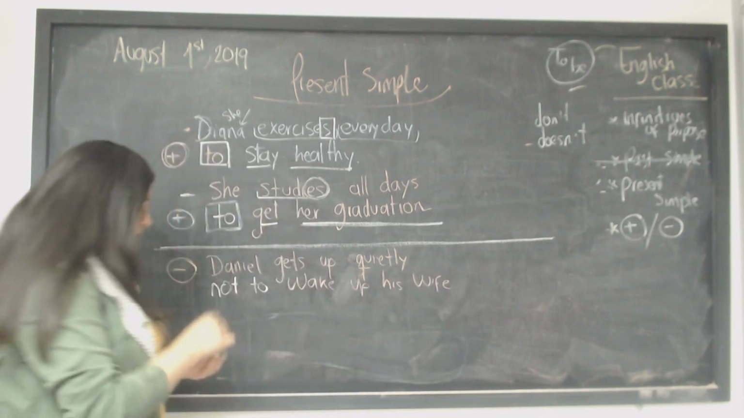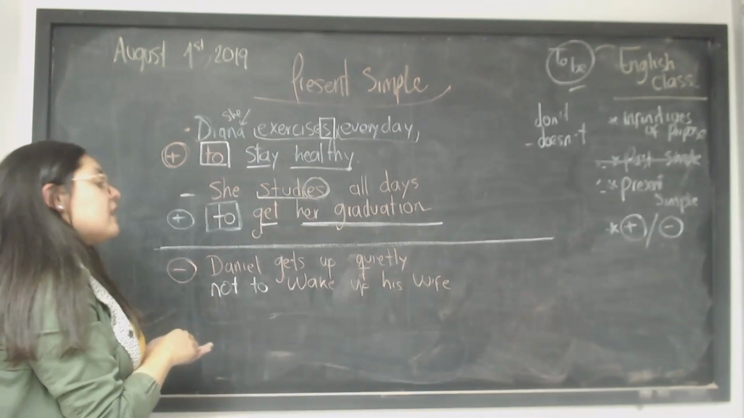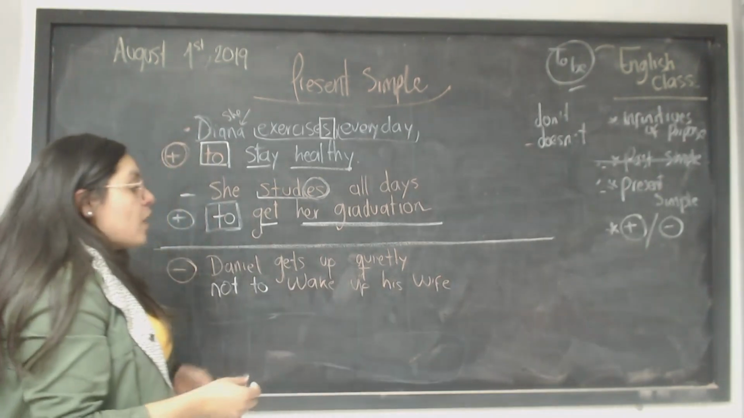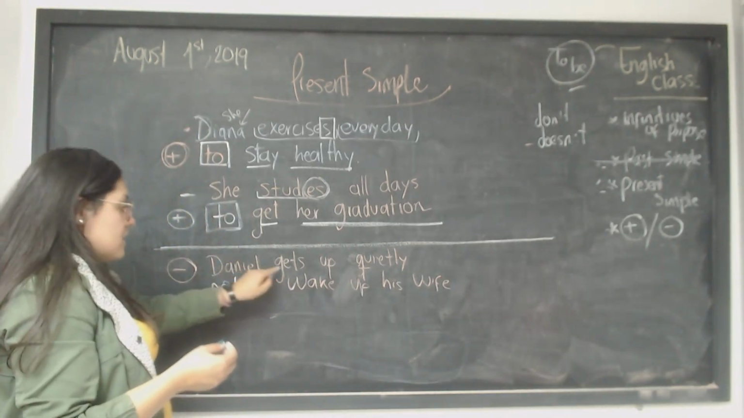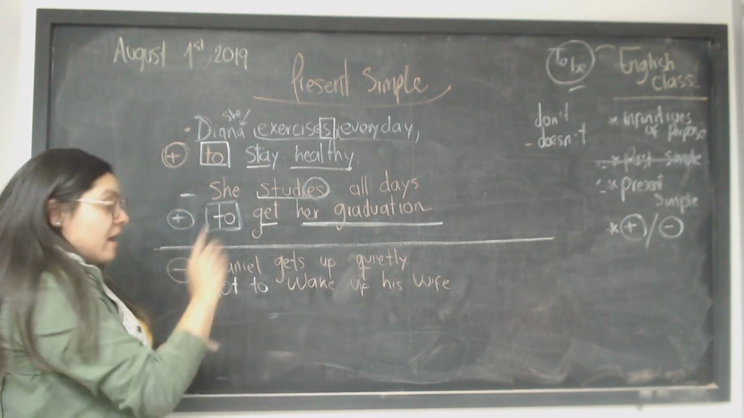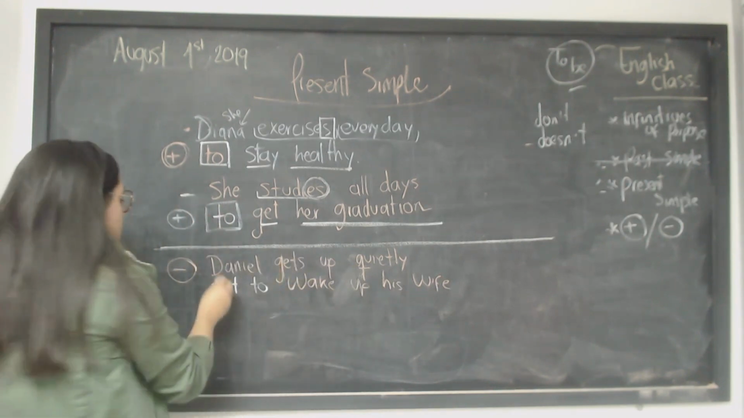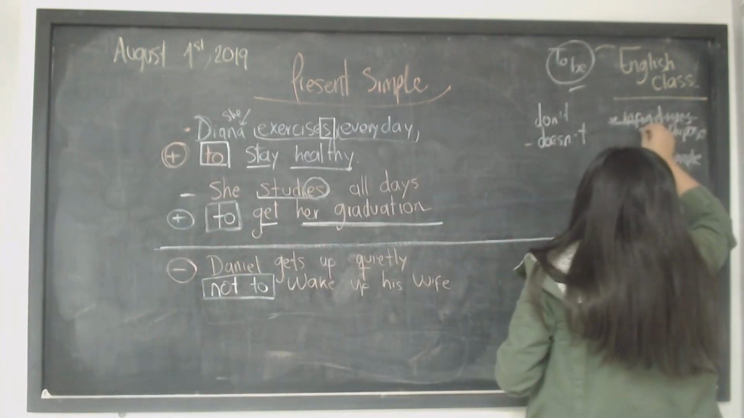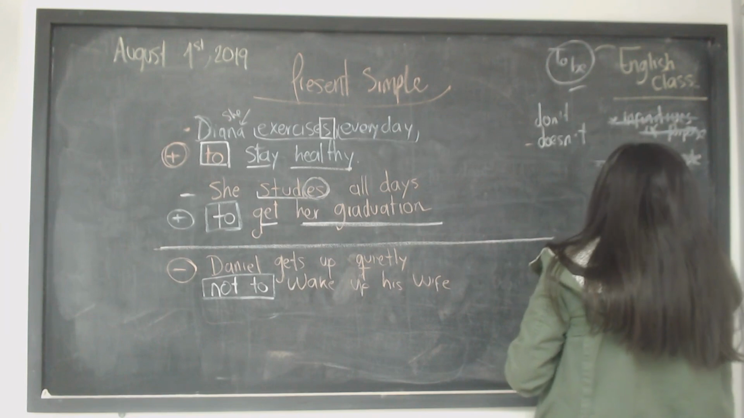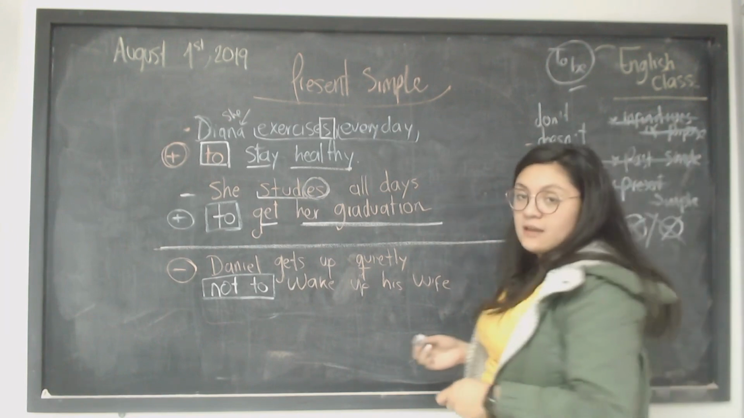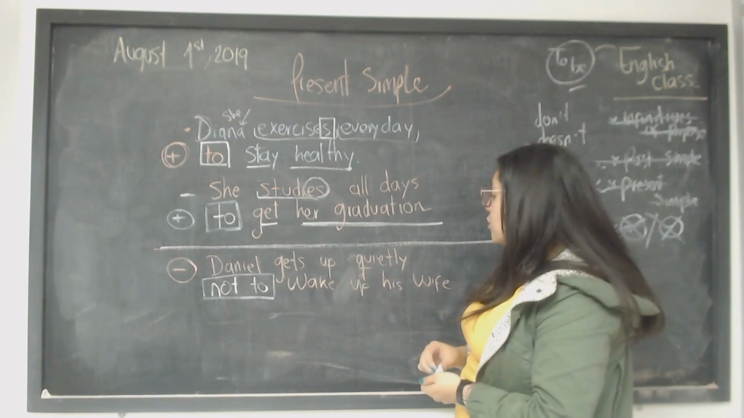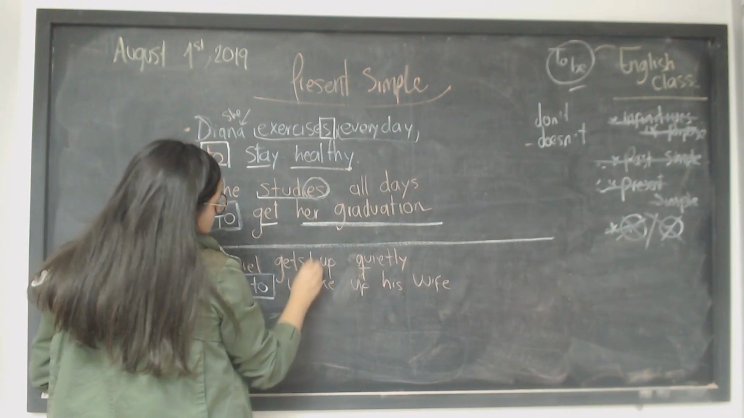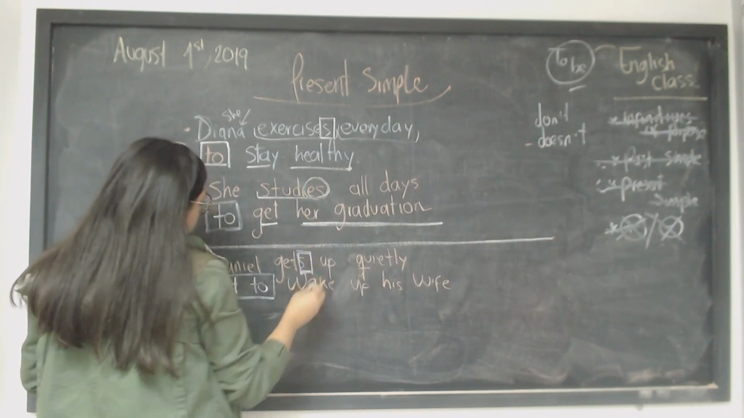So let's analyze this one. So I have Daniel gets up quietly, calladamente o silenciosamente, not to wake up his wife. Daniel se levanta silenciosamente para no despertar a su esposa. So not to is my infinitive of purpose, es mi infinitivo de propósito, de manera negativa. Okay? So Daniel gets up quietly, not to wake up his wife, okay? And remember that Daniel is a third person, so I'm going to add an S here, okay?